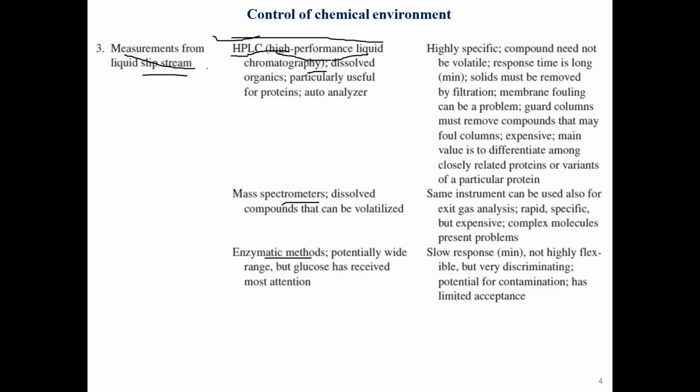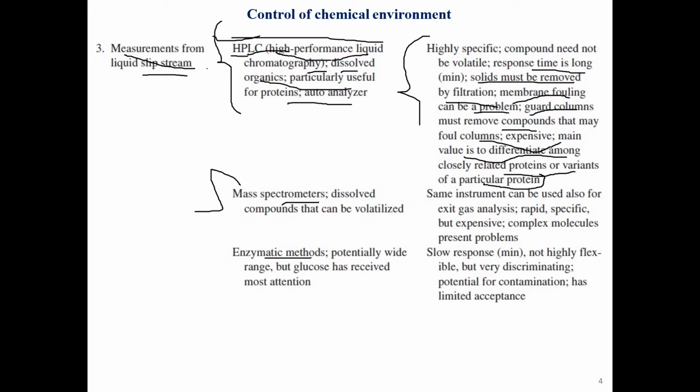Talking about HPLC, it measures dissolved organics and is particularly useful for proteins, and it's an autoanalyzer as well. It's highly specific and compounds need not be volatile, but the response time is long, and solids must be removed by filtration. Membrane fouling can be a problem, and a guard column must remove compounds that may foul the columns. It's expensive as well. Its main value is to differentiate among closely related proteins or variants of a particular protein. So basically it separates the different strains of proteins. HPLC does the work.